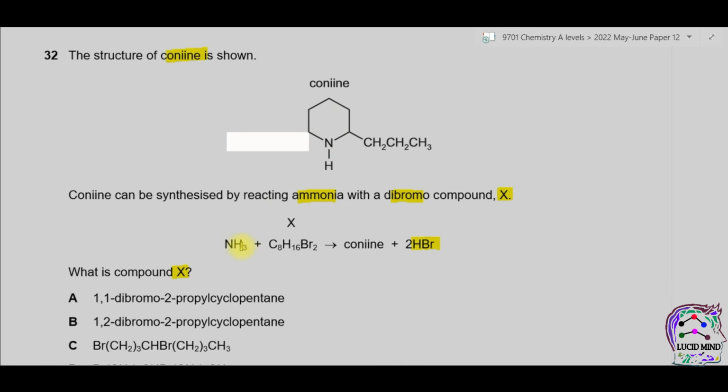So let's see what happens here. We have NH3, we have 2 HBr that is lost. We have 2 bromine atoms with X. So we can say that compound X, let's suppose it is C8H16. It contains 2 Br and ammonia. Ammonia contains 3 hydrogen atoms.